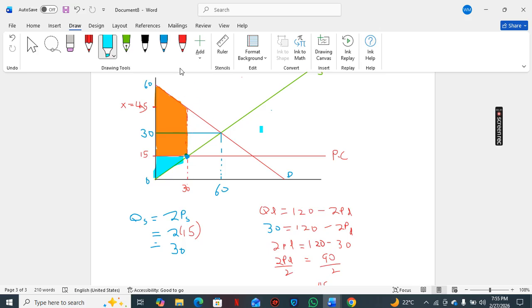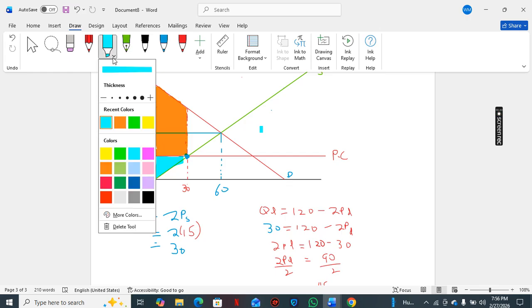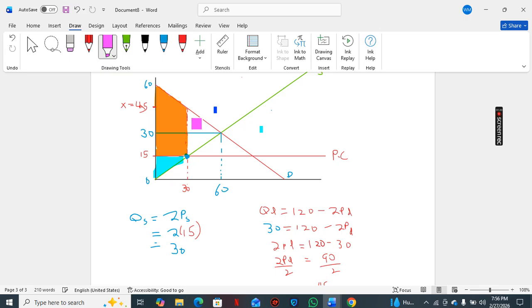Then this triangle here, which I'll shade in purple, this is the dead weight loss. Okay. This is what could have been produced, but is lost due to the effect of the price ceiling. So this in purple is the dead weight loss.